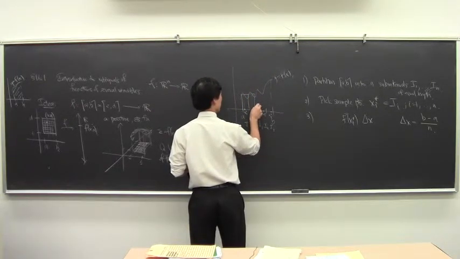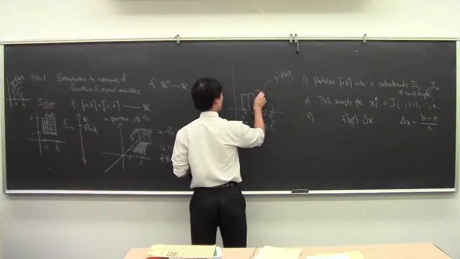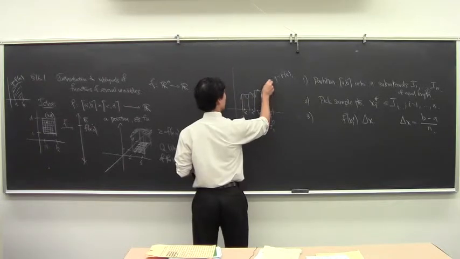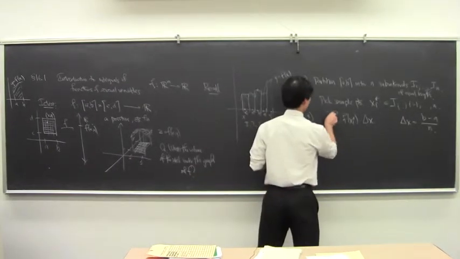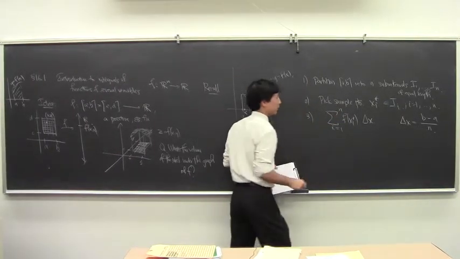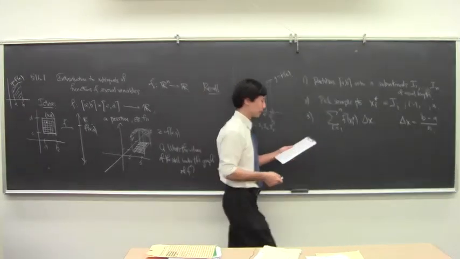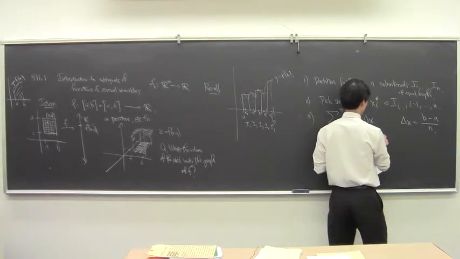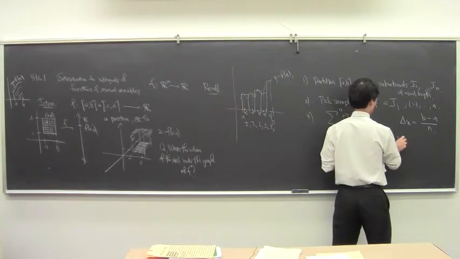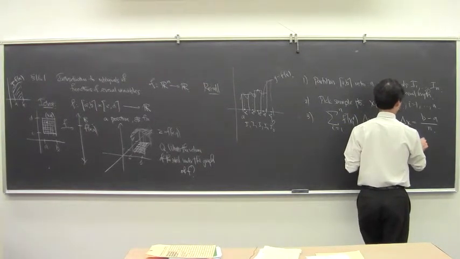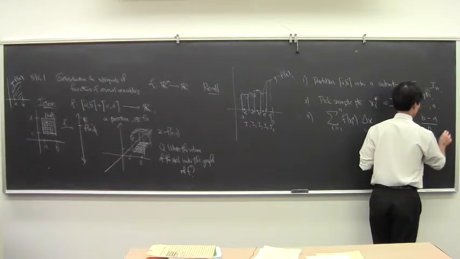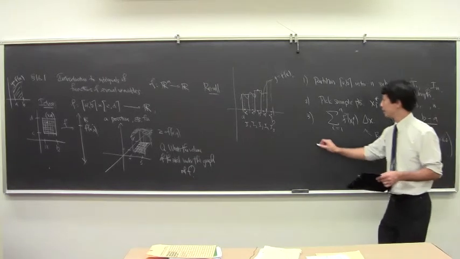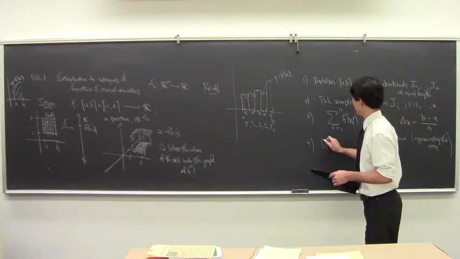So you take the thing here, evaluate the function, and then make a rectangle of that height. Right? And then you sum all those things together over i. And that thing is called a Riemann sum. So Riemann sum approximating the area. And then you let n go to infinity.